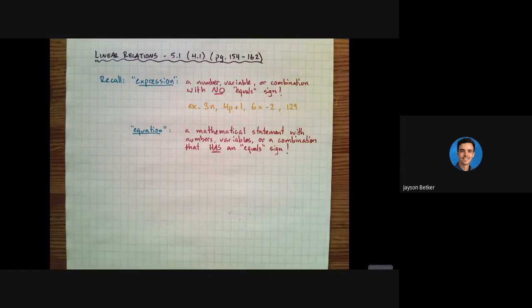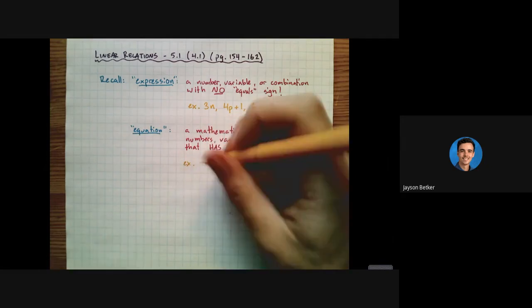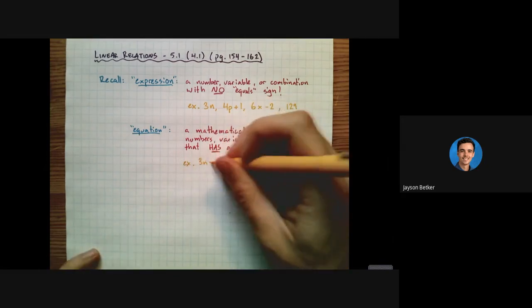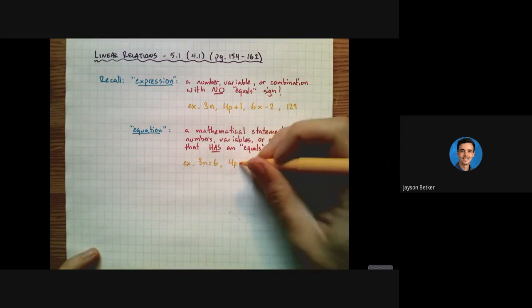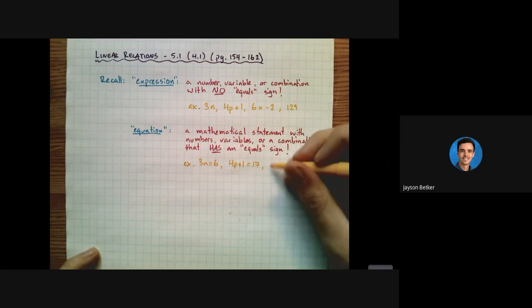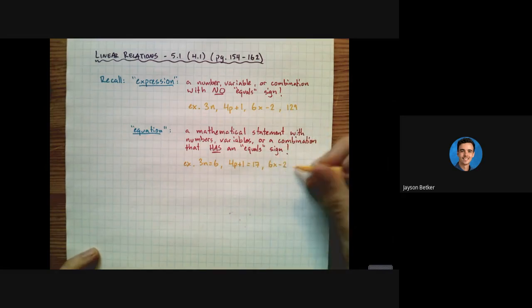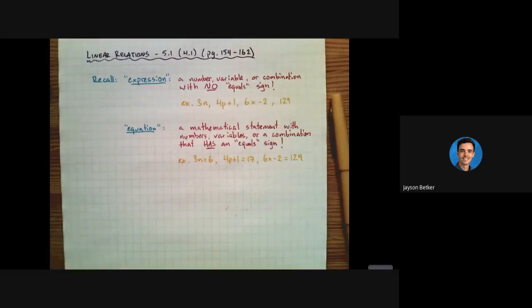So my example for this, again, you could just use your imagination for examples, or it could be 3n equals 6. Could be 4p plus 1 equals 17. Could be 6x minus 2 equals 129. Okay? So there's our difference between an expression and an equation.